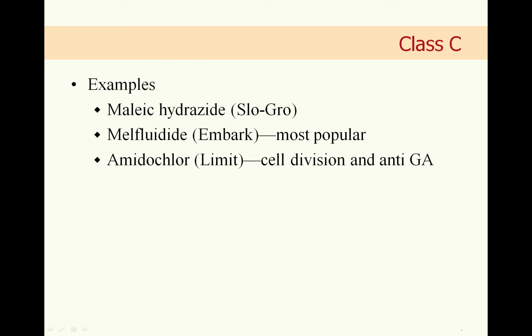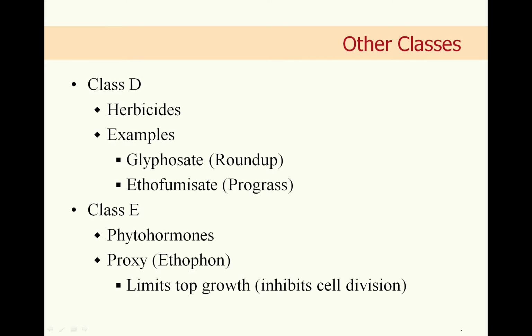Mefluidide is probably the one that is used most often, especially on golf courses that have a lot of Poa annua, where they want to control seed head production. Other classes, Class D is reserved for the herbicides. Glyphosate in some situations at low rates can be used, for instance on fine fescues maybe, as a PGR. Some of these newer products are classified as PGRs in the way that they work, for instance ethofumesate or Progress.